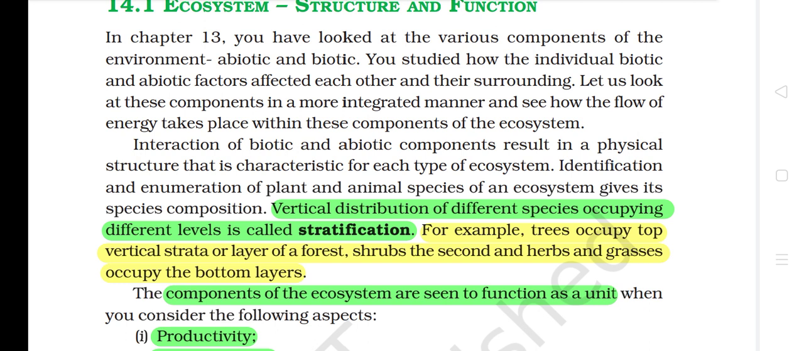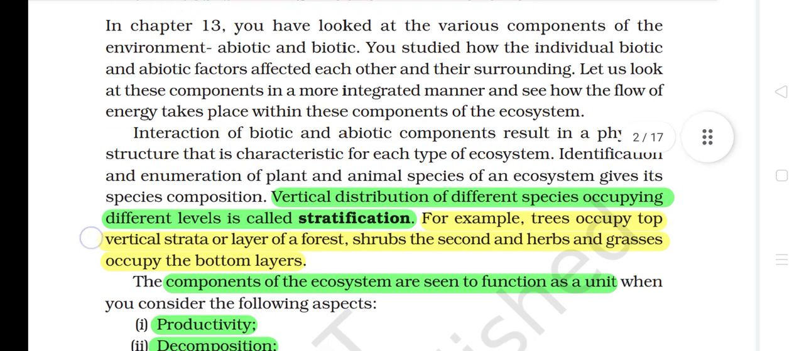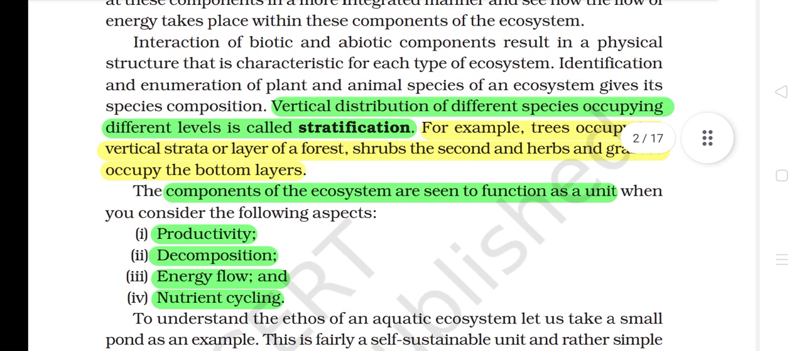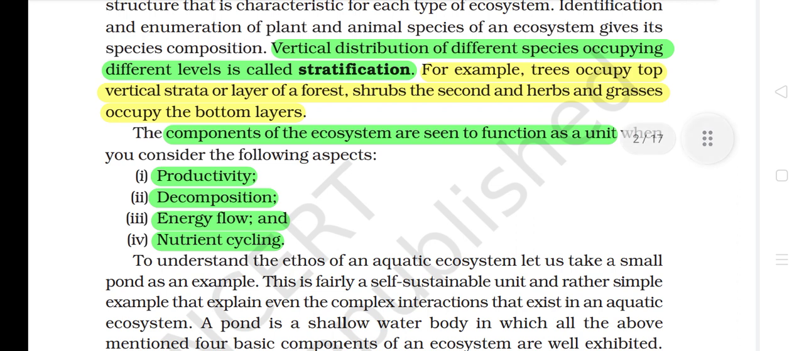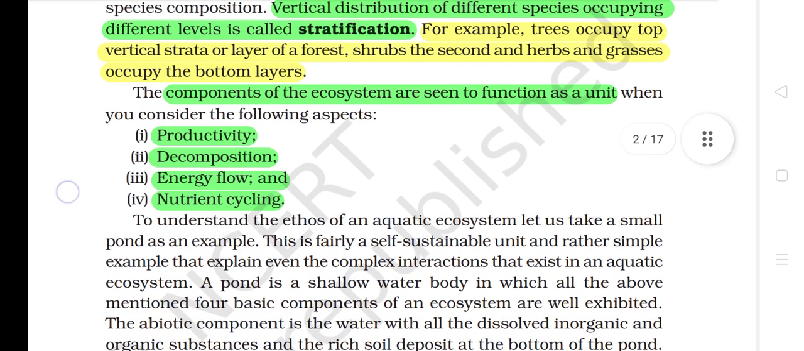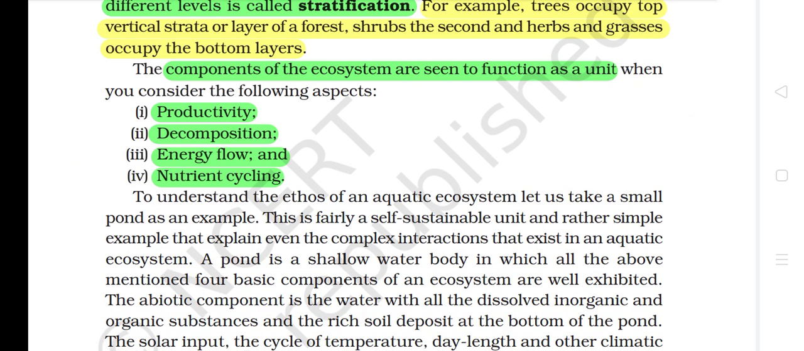Interaction of biotic and abiotic components results in a physical structure that is characteristic for each type of ecosystem. Identification and enumeration of plant and animal species of an ecosystem gives its species composition. Vertical distribution of different species occupying different levels is called stratification. For example, trees occupy the top vertical stratum or layer of a forest, shrubs the second, and herbs and grasses occupy the bottom layers.